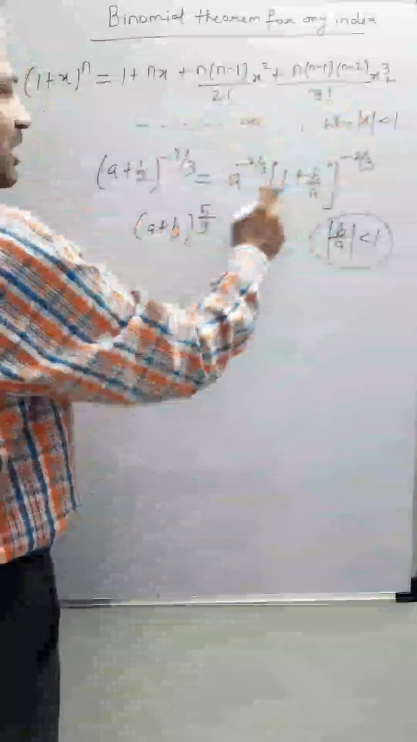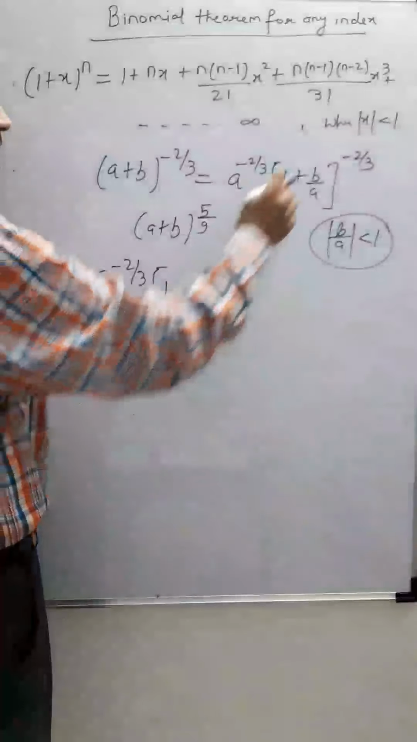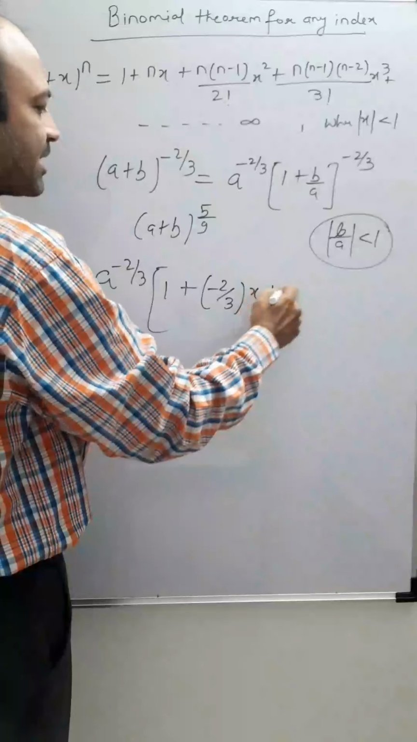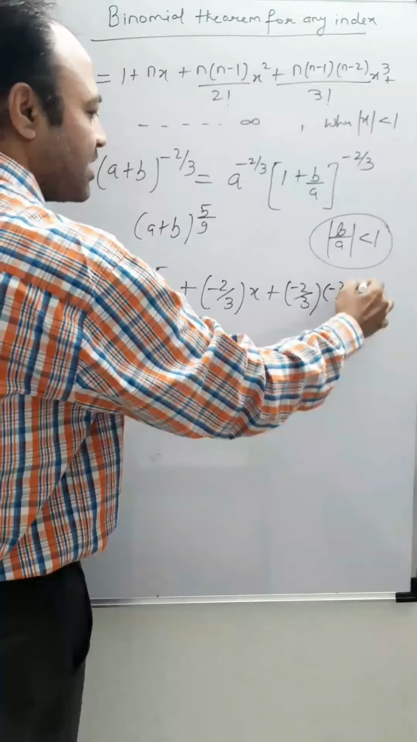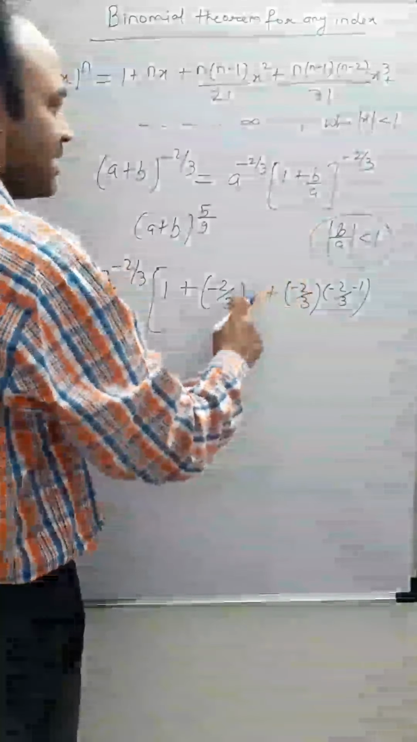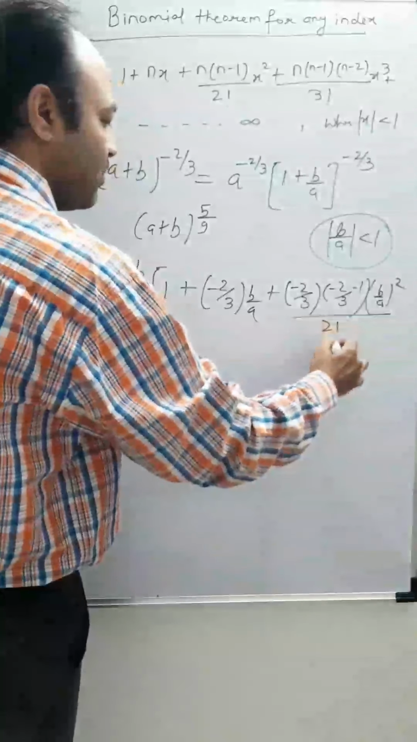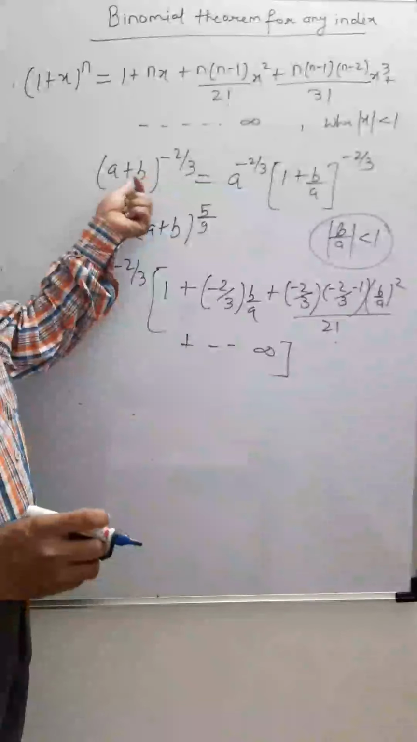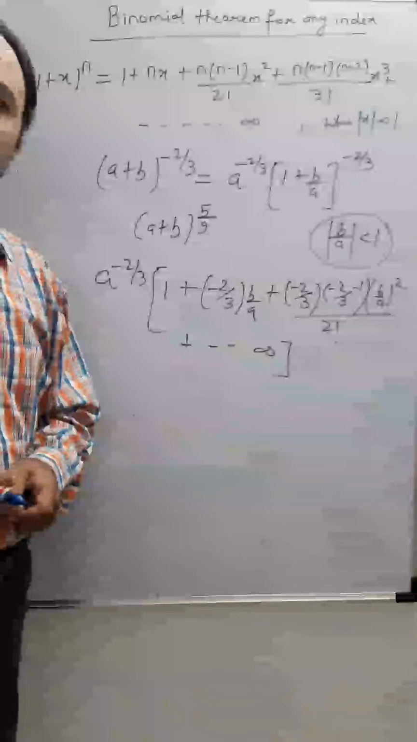So suppose here a to the power minus 2 by 3, now this is 1, this is x, and this is (1 plus x) whole n we have written. So 1 plus n, which is minus 2 by 3, into x, plus n into (n minus 1), so minus 2 by 3 into (minus 2 by 3 minus 1), and x square. x is here b by a, and here it is (b by a) whole square and factorial 2, and so on it goes till infinity. So this is the expansion of (a plus b) to the power minus 2 by 3. Fine. So this is known as binomial theorem for any index.